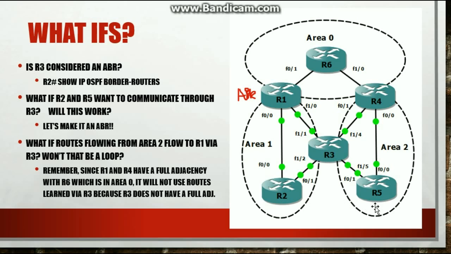Well, for R3 to say, hey, I could send routes from area 2 to area 1 and back and forth, and you could use me as an ABR, we have to give it an interface in area 0. So how do we do that? It's actually quite simple. Let's go into router 3.